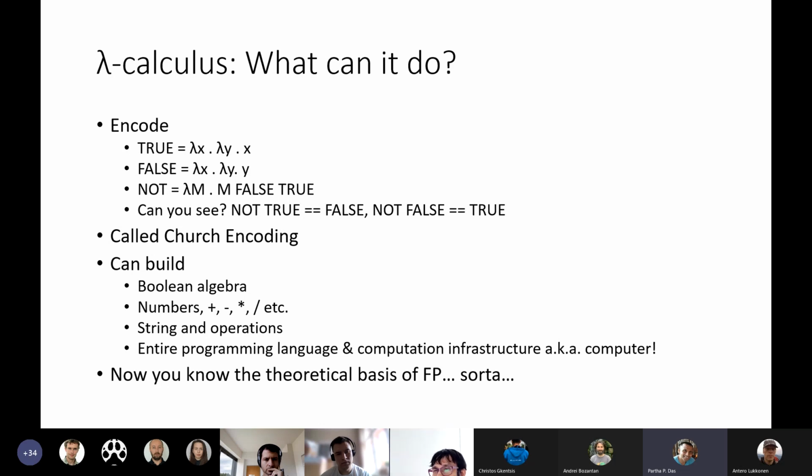It's there online. It's a bit laborious to work it out, but once you do, you get the hang of it. It's actually a lot of fun. And of course, once you can do this, you can construct an entire programming language. So whatever can be computed by a computer, namely a human in the 1930s, can be computed by this encoding. You can build an entire programming language and a computation infrastructure, also known as a computer, using just this encoding. Now, this basically shows you the theoretical basis of FP, sort of.